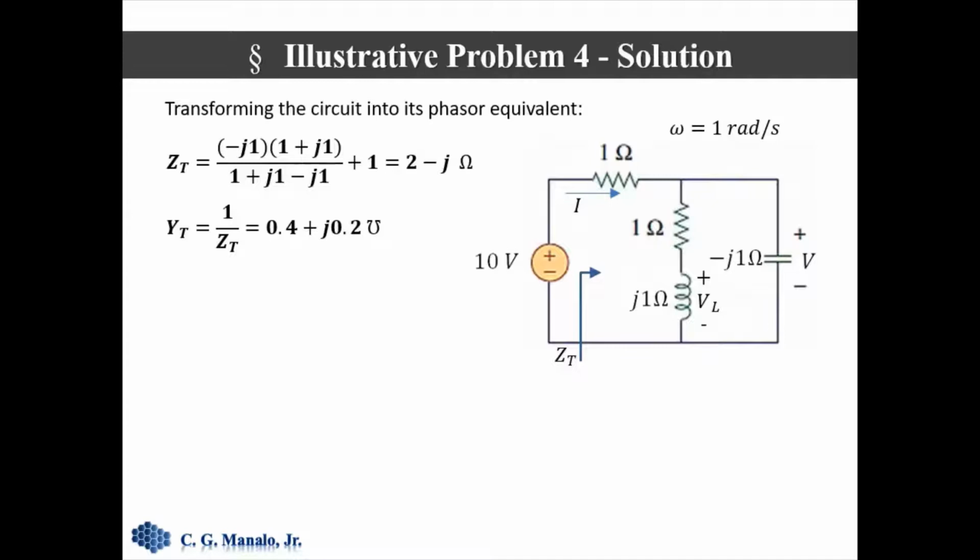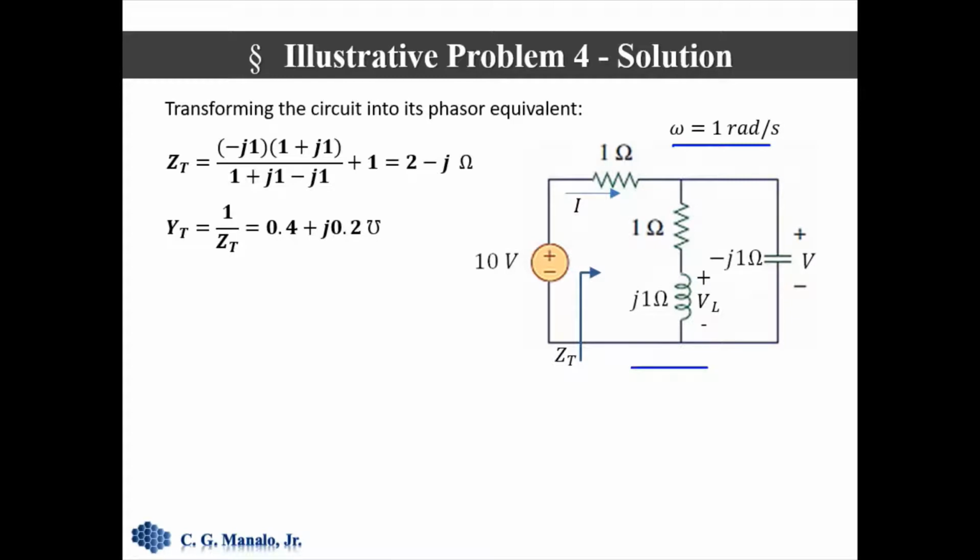So here's the solution. Again, we first express our circuit in terms of its phasor equivalent. Take note that we have omega equal to 1 radian per second. So this is the phasor equivalent of the circuit.